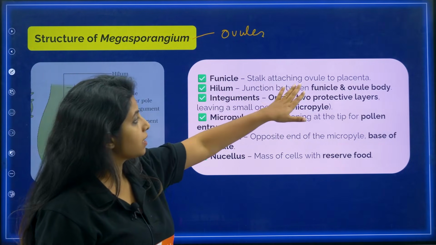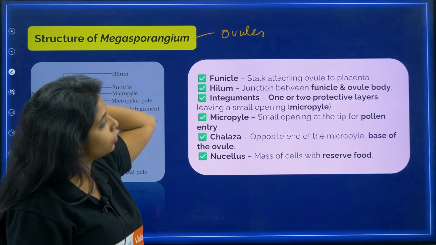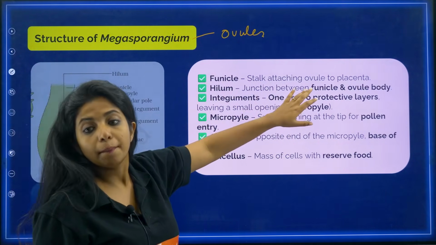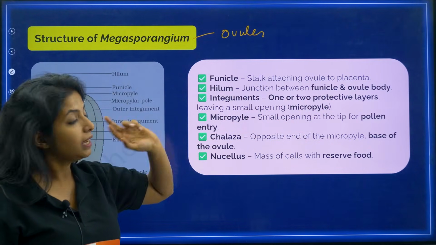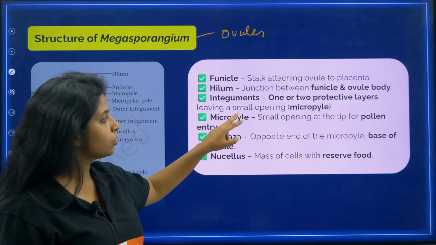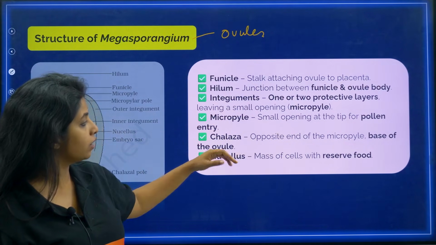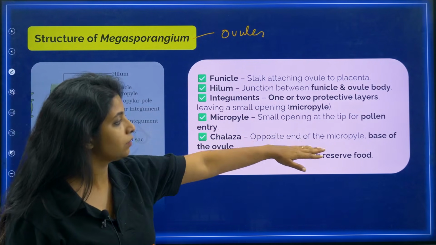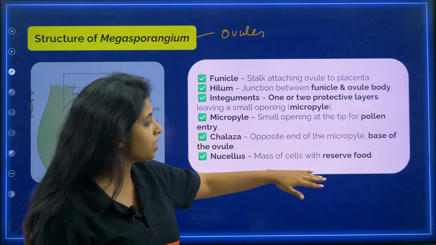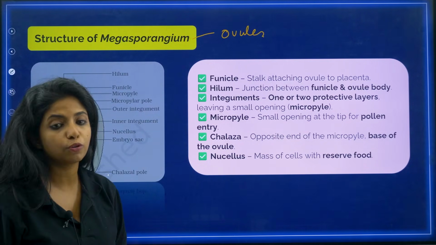So funicle is a stalk-like attachment attaching the ovule to the placenta. Hilum is a junction between the funicle and the ovule body. Integuments are 1 or 2 protective layers, leaving a small opening that is known as the micropyle. Micropyle is a small opening at the tip, for the pollen entry. Chalaza is the opposite end of the micropyle, and nucellus is what? Master cells with reserved food, just like sporogenous tissue.